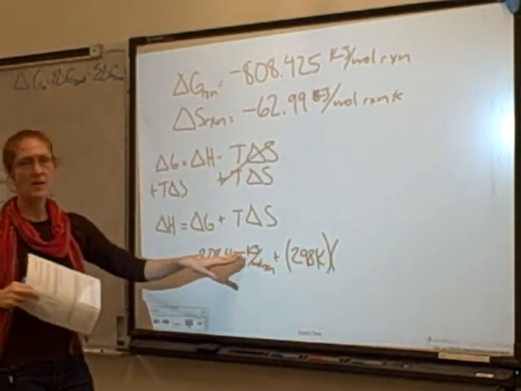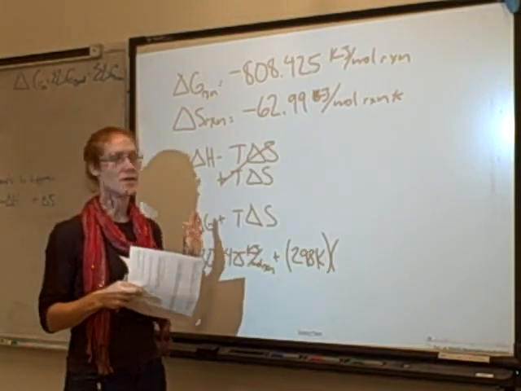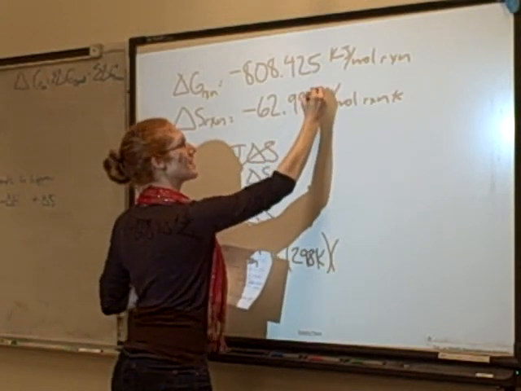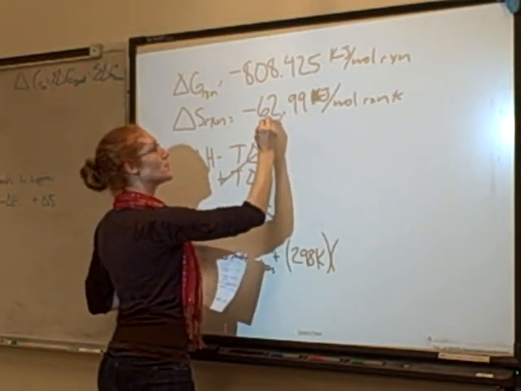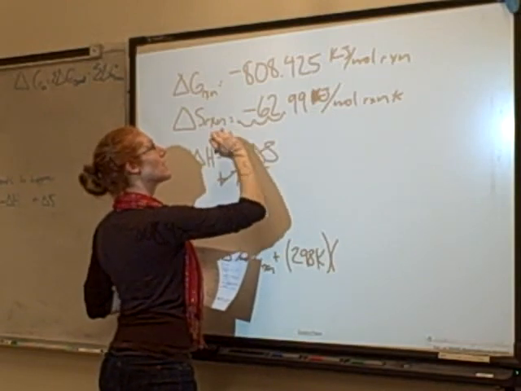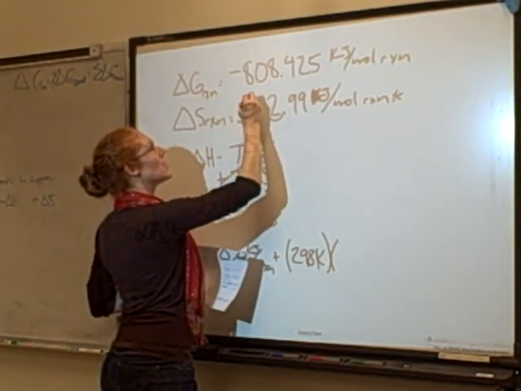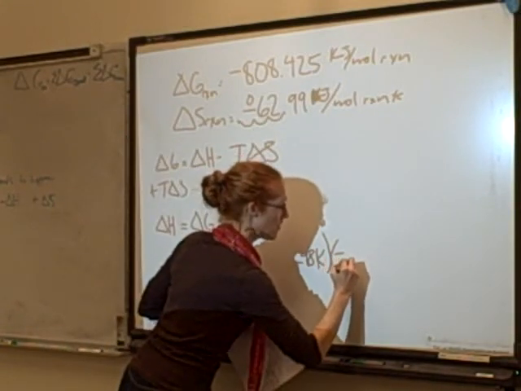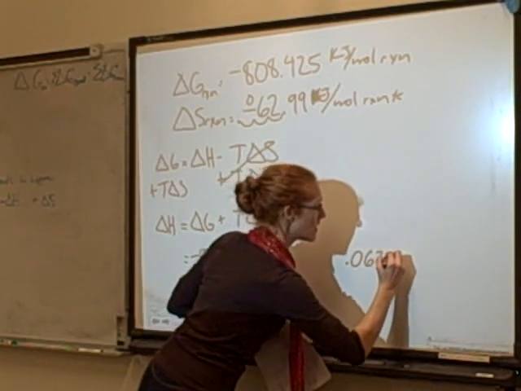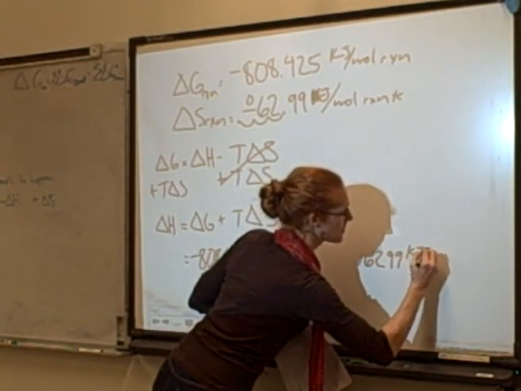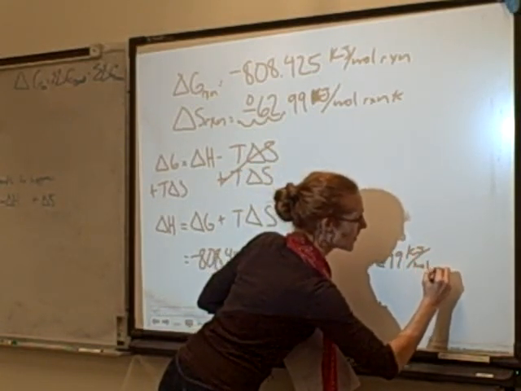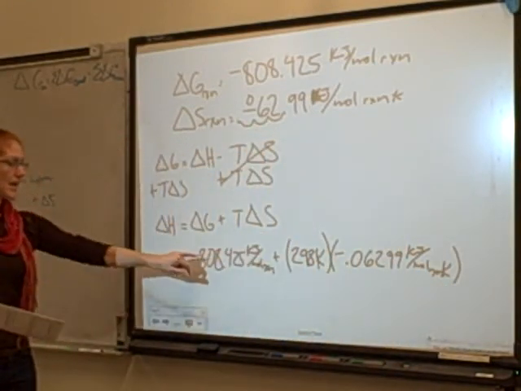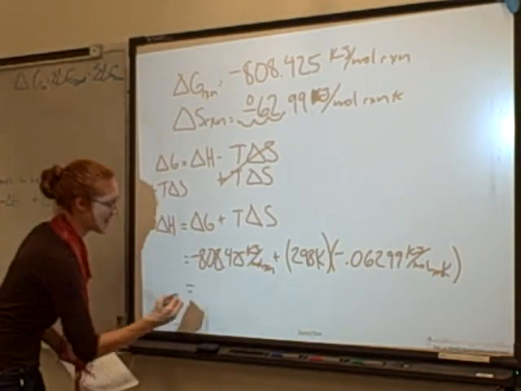Okay. But here's the problem. I don't want to add kilojoules plus joules. That's just weird. So I'm going to turn these joules, or sorry, these kilojoules into joules. Wow. So I'm going to divide by 1,000. 1, 2, 3. Okay. So really it's going to be negative 0.06299 kilojoules per mole reaction Kelvin. Alright. So that times 298 added to our Gibbs, and when you type all of that in, guess what it equals?